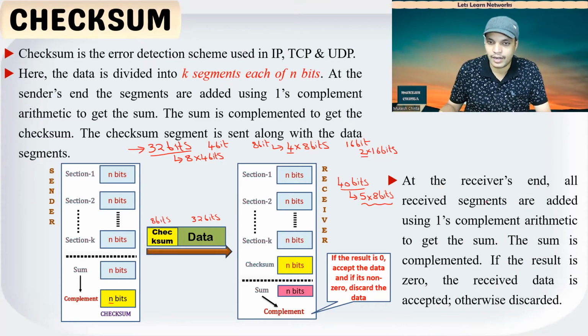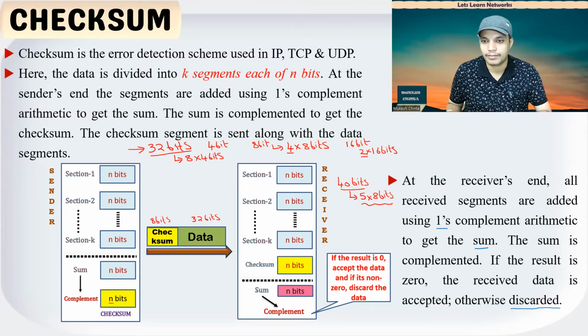At the receiver's end, all the received segments are added using 1's complement arithmetic to get the sum. The sum is again complemented. If the result is 0, the received data is accepted, otherwise discarded. So what do you mean by discarded? That means the sender has to retransmit the data again, because this is an error detection scheme. Now let me take a numerical example and explain.